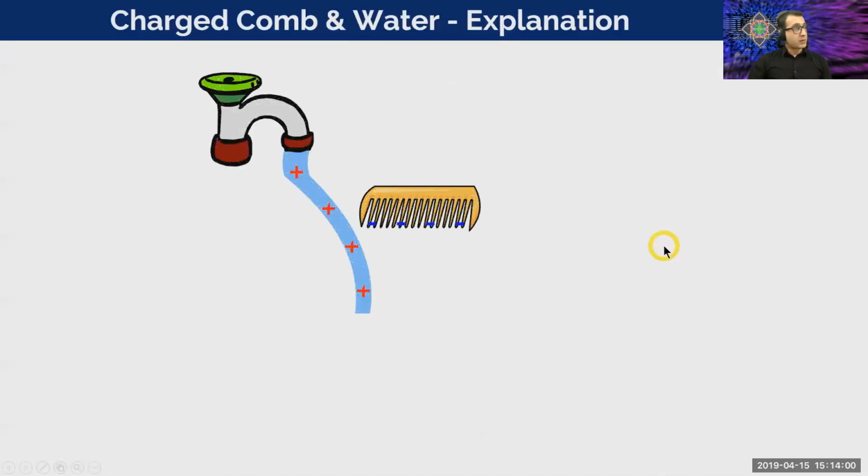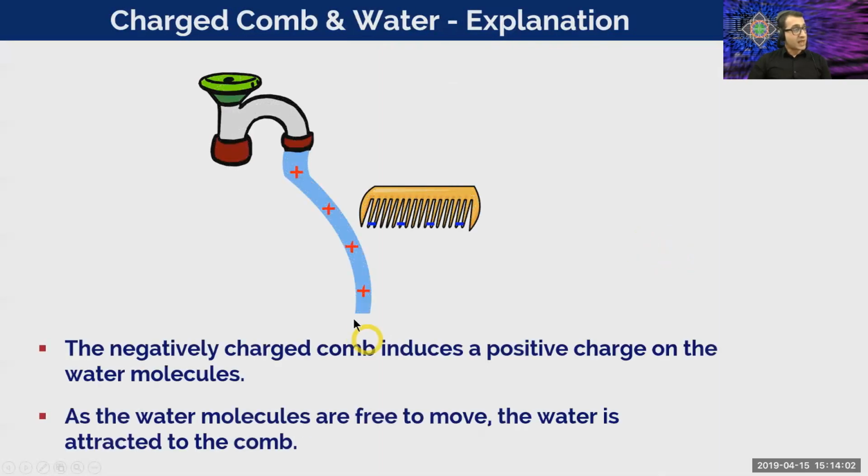Okay, so we've already explained this in depth. The negatively charged comb induces a positive charge on the water molecules. Now, this is a bit of a simplification. It's sufficient for GCSE. The actual proper explanation is the one I've already given you: water molecules are polar in nature, and so the slightly positive ends of the water molecules near the hydrogen atoms will orient themselves towards this side of the stream of water due to the electrostatic field, and that side of the water stream will then be attracted to the negatively charged comb.